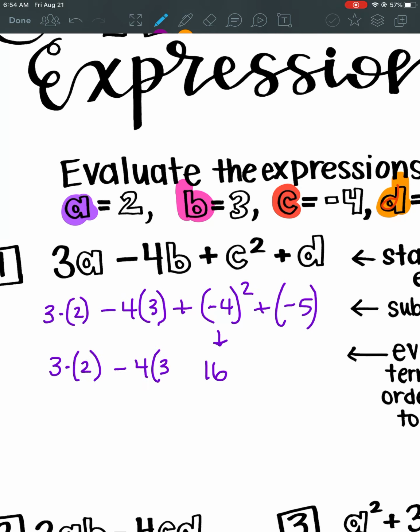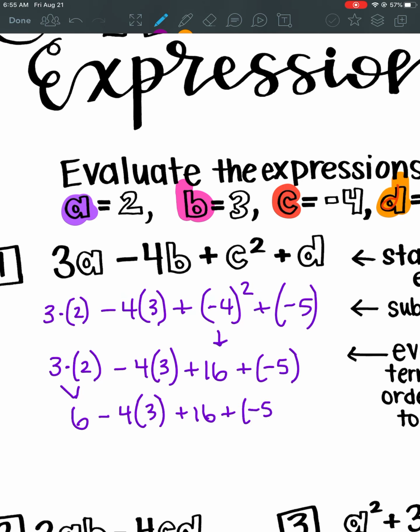Okay, and I'm going to rewrite everything that is there. Since this is a positive 16, I'm just going to simplify it to plus. And then we have plus negative 5. So we got rid of exponents. Multiply, divide from left to right. So the first multiplication is the 3 times 2. So we have 6 minus 4 times 3 plus 16 plus negative 5.